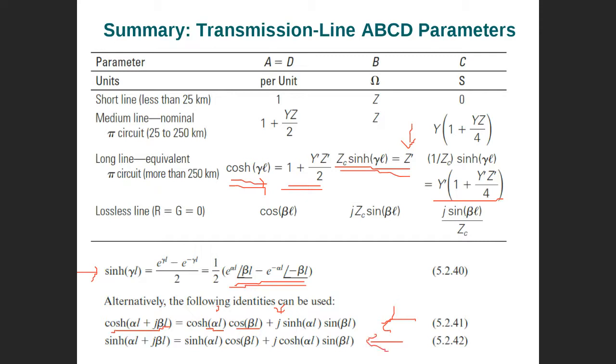Again, this is the sine hyperbolic of a complex number, a real part plus an imaginary part. We want to find the sine hyperbolic of this. It is the same thing: sine hyperbolic of the real part times cosine of the imaginary part, plus j cosine hyperbolic of the real part times sine of the imaginary part. Remember, L is the length of the transmission line.